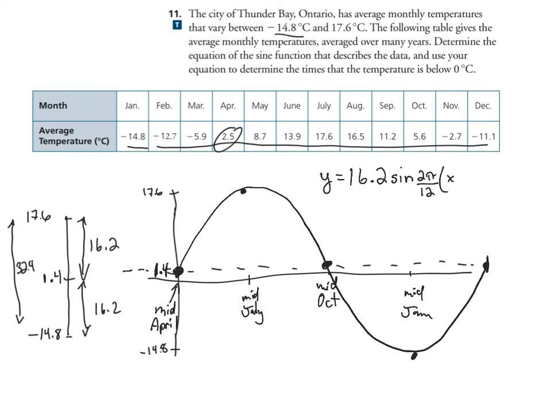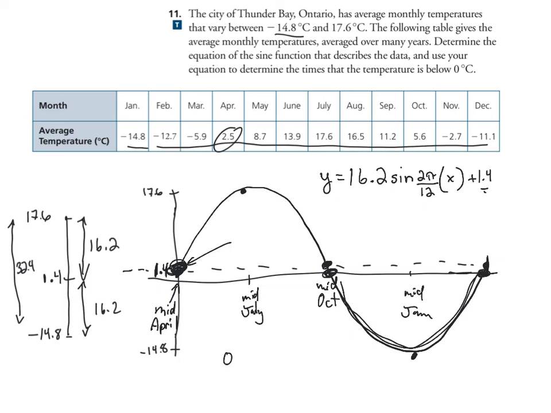And x, we don't have to do x minus or x plus something because it's actually starting exactly where my sine curve would start. But we do have to go up 1.4 because the center is up 1.4. And there's my equation. So now let's determine when the temperature would be below 0. So let's find when it's equal to 0. So right here and right here, how many months in, and then we'll know that it's between those two.